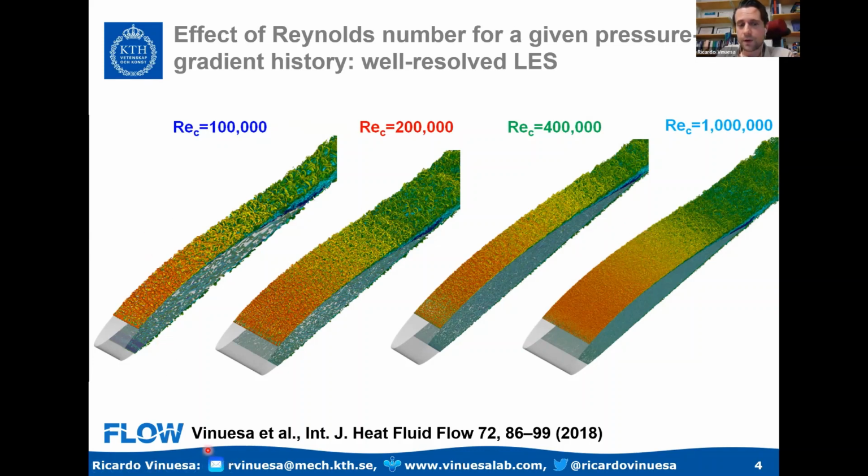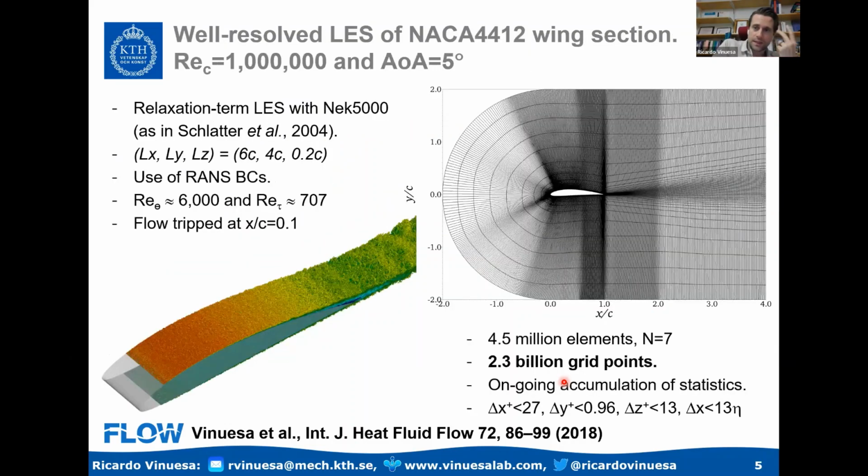This database can be found in this reference that you can see at the bottom, Vinuesa and others, International Journal of Heat and Fluid Flow, 2018. And this motivates how we can actually use high-fidelity data to build quite robust data-driven models. That's going to be the second part of my presentation, and how we can try to understand and model quite complex flow phenomena. So you can see that the simulations are quite large. The simulation at a Reynolds number of 1 million involves over 2 billion grid points. So it's a quite large simulation.